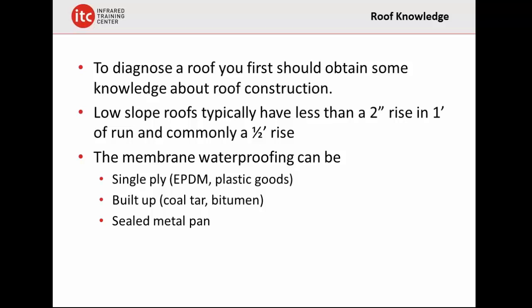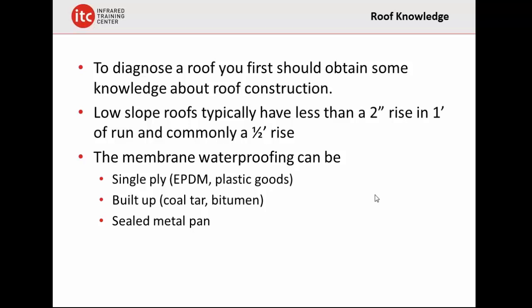We can't really get into all the different types of roof constructions here, but low slope roofs typically have less than a 2-inch rise for a 1 foot run, and commonly about a 1/2 inch of rise. There's no such thing as a truly flat roof, I don't think, because every time it rained, it would pond. The membrane on the roof can be a single ply. There's EPDM, which is a rubber type of roof, and there are various plastic goods. I'm not going to get into all the brand names. There's built-up roofs, where coal tar pitch and bitumen are the two common ones. And there are all sorts of different types of metal roofs, standing seam metal roofs, etc.